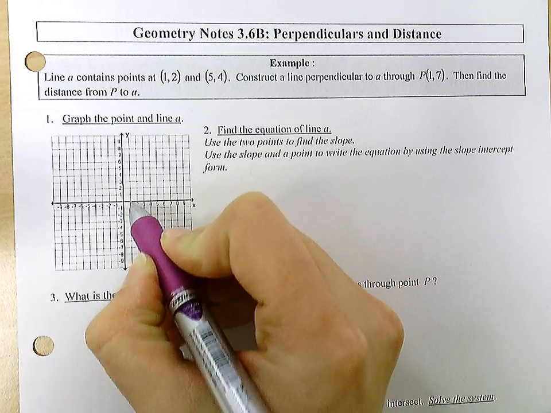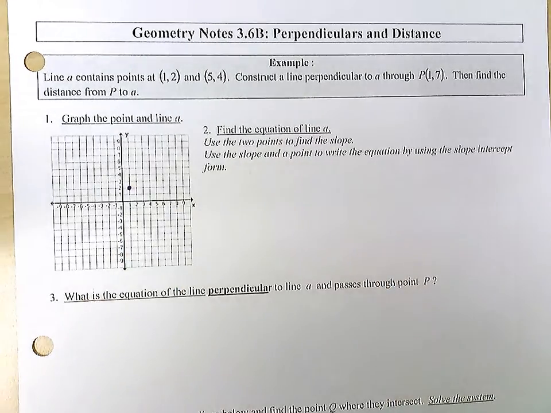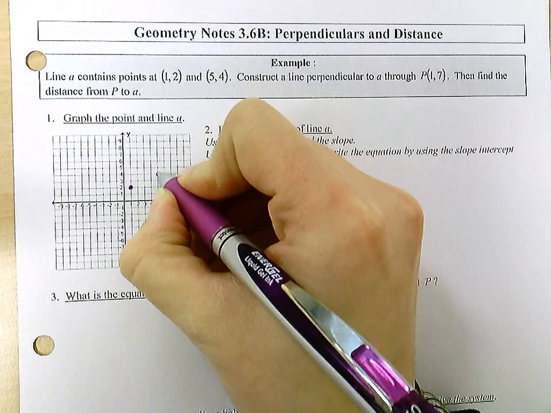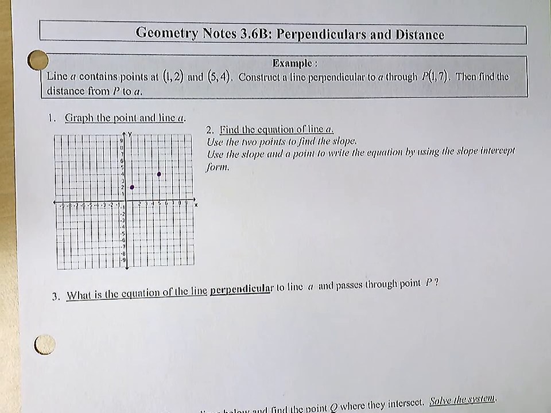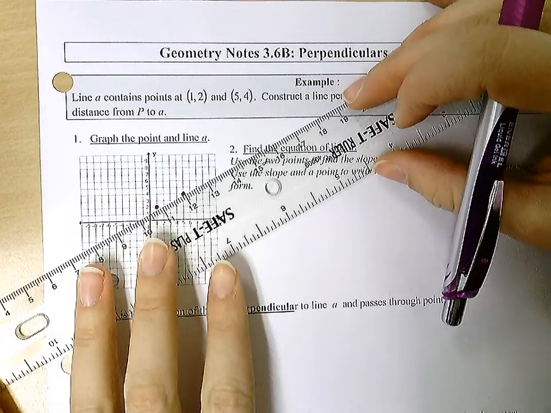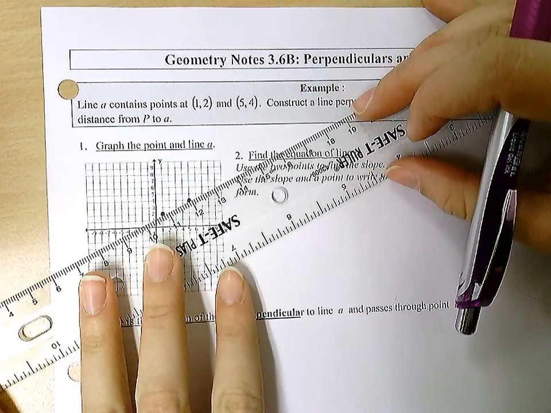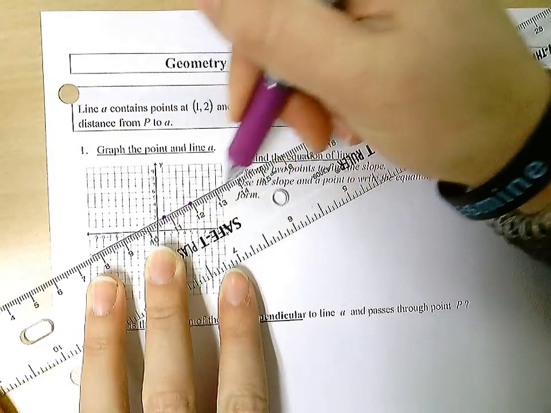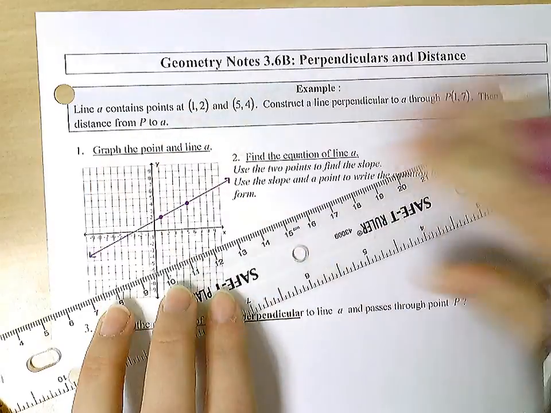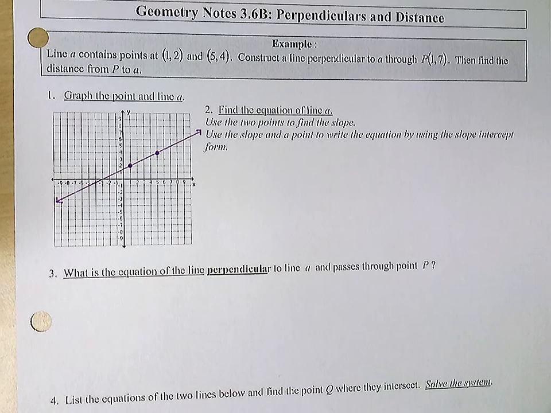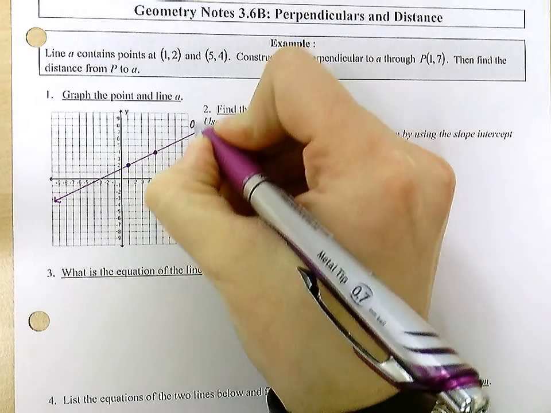So we have (1, 2) as our first point, and (5, 4) as our second point. You only need 2 points to use your straight edge to connect those to make a line. My document camera is in my way for my line here. Okay, so this line is line A. Line A contains those 2 points, so I'm going to label it line A.